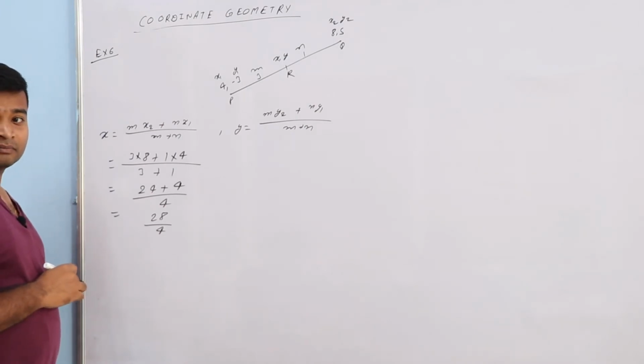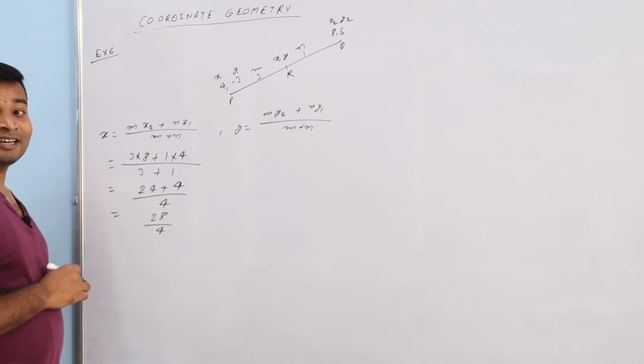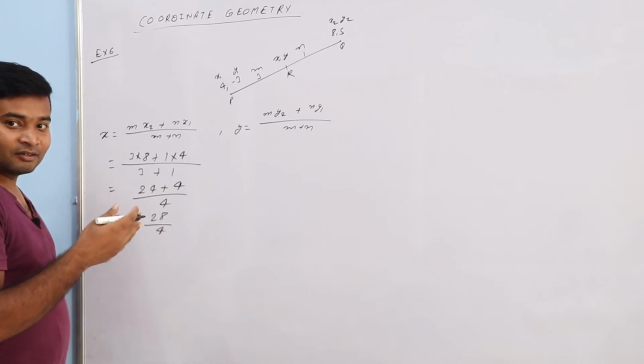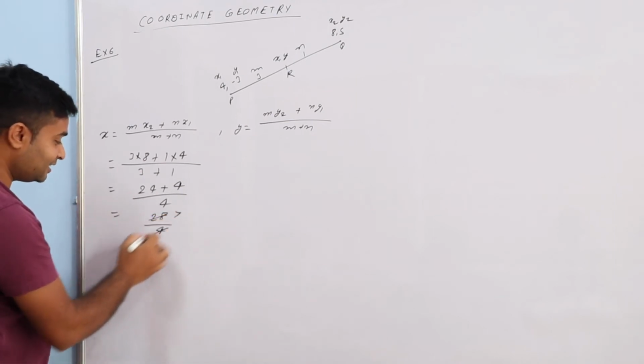How many times? 4 sevens are 28. Thank God, something came, right?